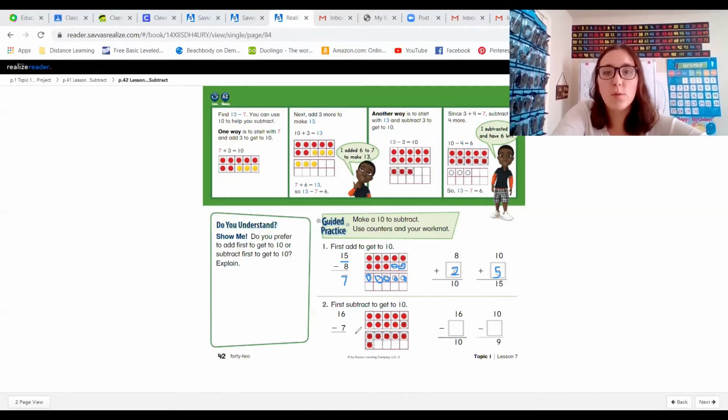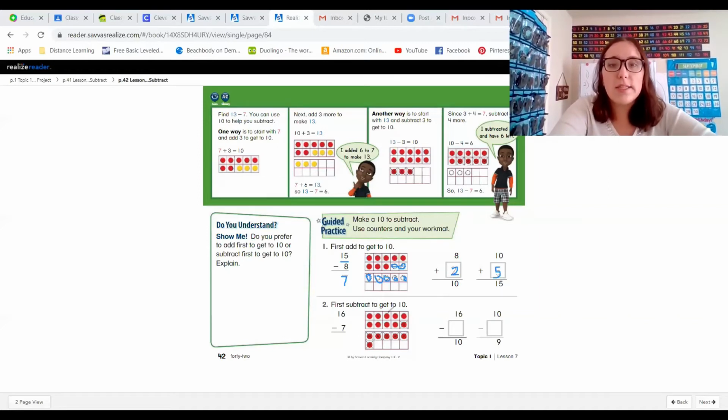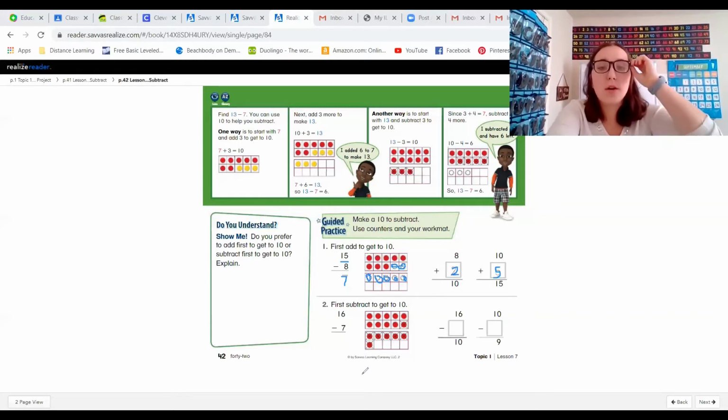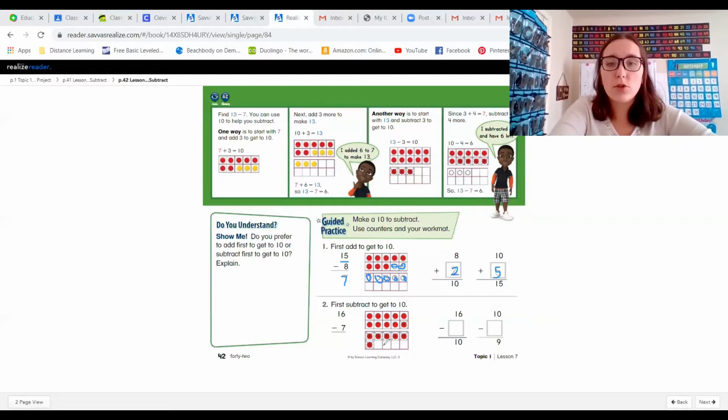Now let's look at number 2. We're going to subtract to get to 10 first. So we started with, let's see, 10, 15, 16. We have 16 counters on our 10 frames. We're going to subtract, let's see, how many do we have to subtract to make it so we just have one 10 frame that's full? We need to subtract 5, 6. We need to subtract 6 counters.